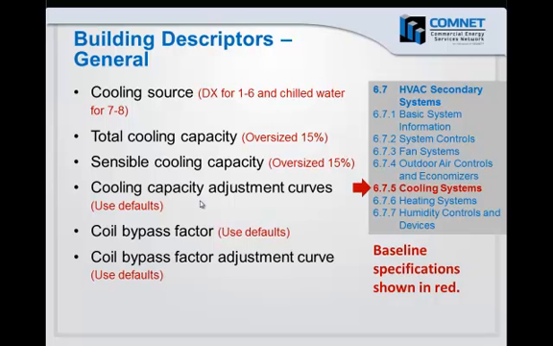system specifications are. So, for instance, the cooling source is a DX for systems 1 through 6, and it's chilled water for systems 7 and 8. Systems are oversized 15%. The baseline systems always use the default performance curves for capacity, bypass, efficiency, and so forth.